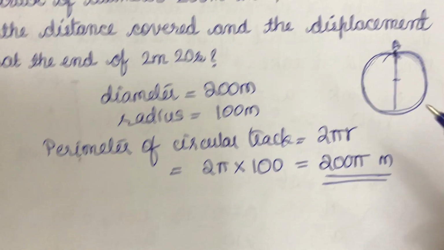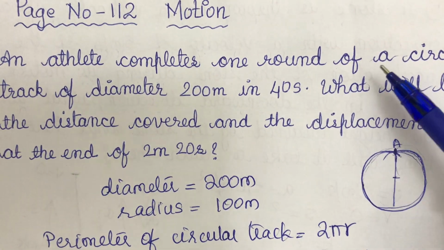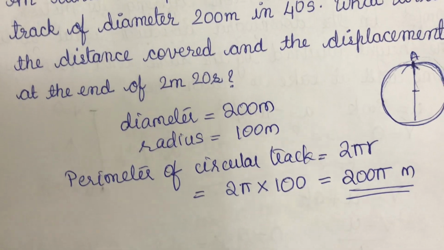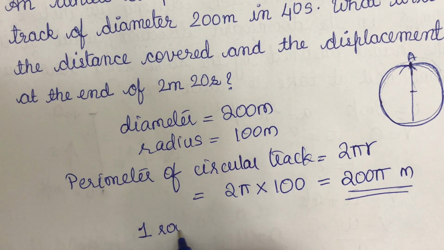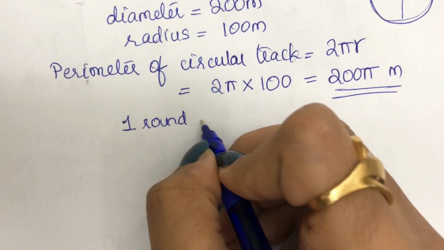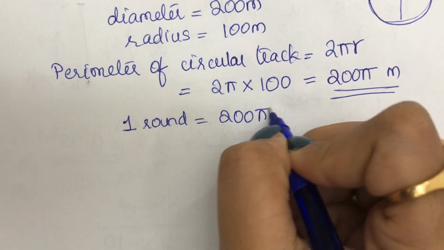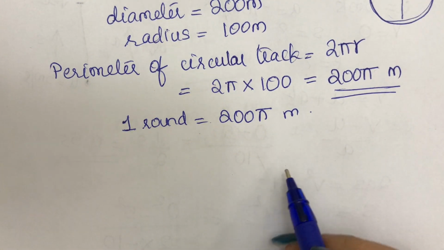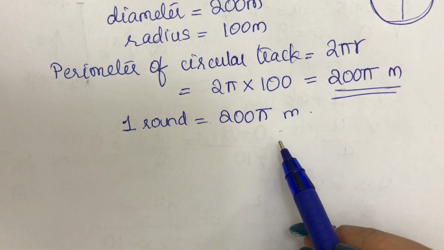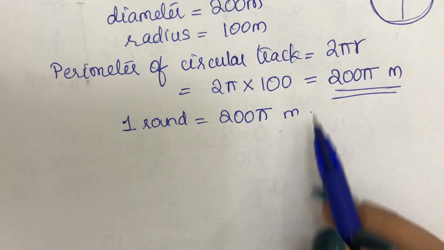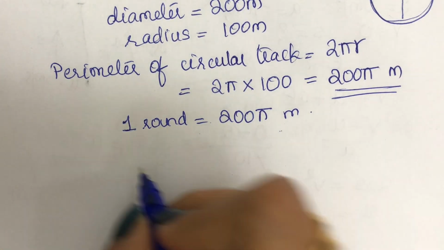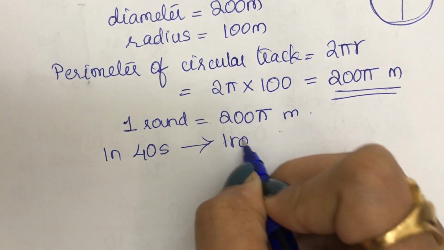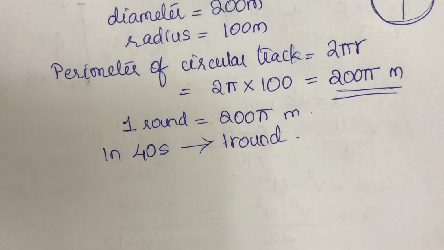So what is given here? The athlete completes one round of the circular track in 40 seconds. One round is equal to 200 pi meter, so this you have to keep in mind. He covers one round, that is 200 pi meter, in 40 seconds. Keep this also in your mind.